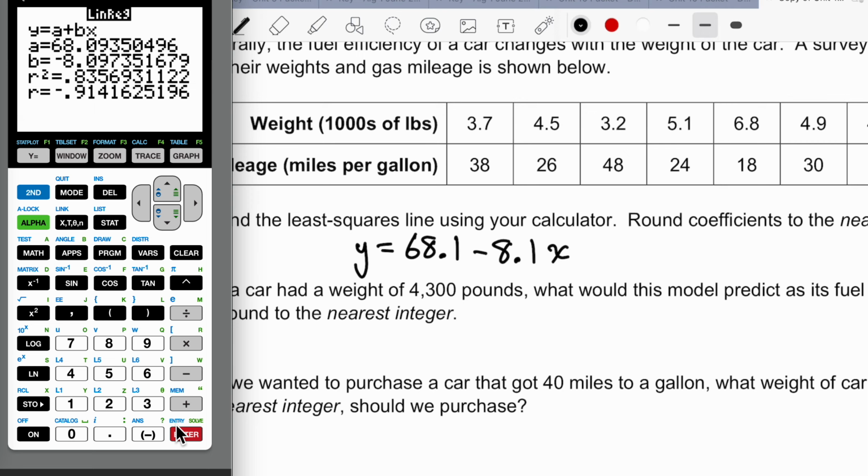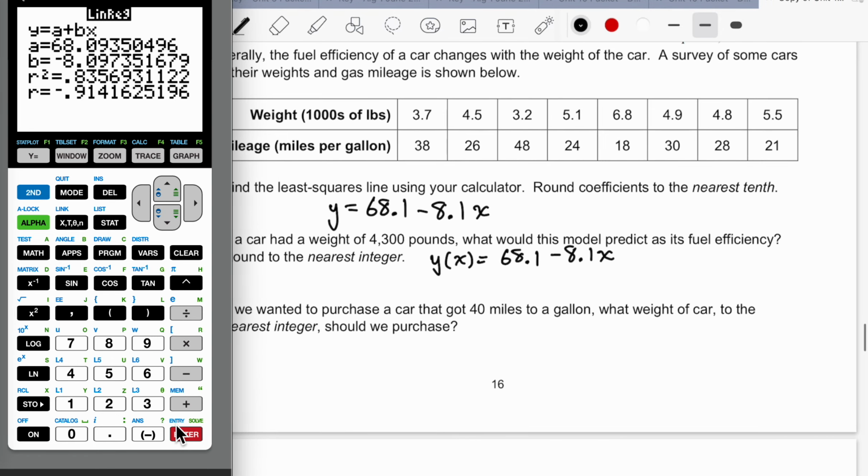Now this is a function, it's a linear function, so we could write it as y of x. And the reason I bring that up is because in the next part of the problem, they ask us to make a prediction. If a car had a weight of 4,300 pounds, what would this model predict as its fuel efficiency? All right. Now the weights are already in thousands, so when it says 4,300 pounds, that's really saying the x value is 4.3, but it's really saying evaluate this function for when x is equal to 4.3.